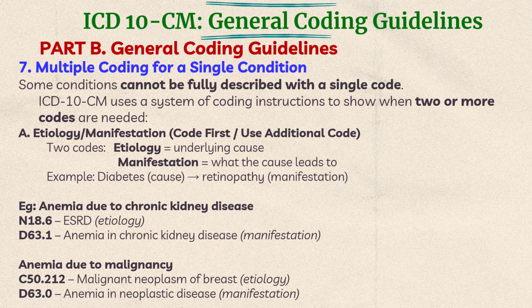First one is for etiology, that is for underlying cause. Then manifestation, that is what the cause leads to. For example, diabetes is a cause, retinopathy is a manifestation. So let's see a couple of examples.